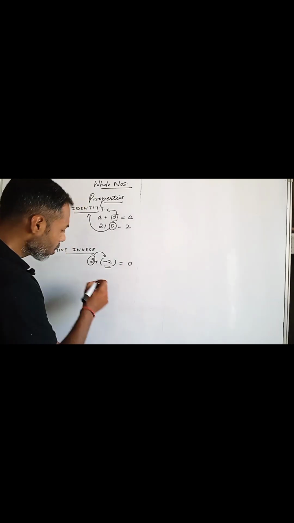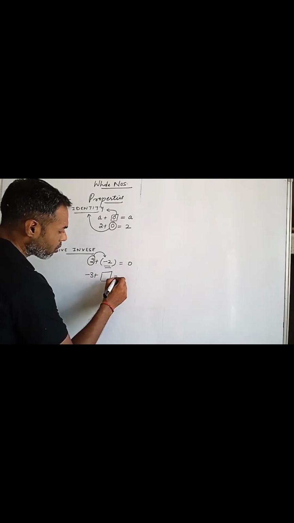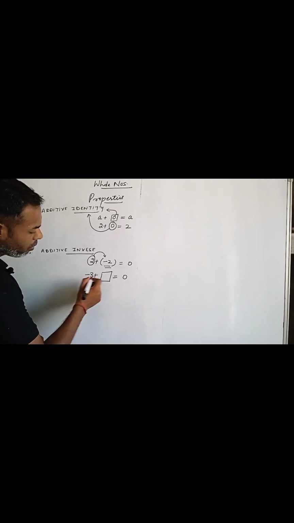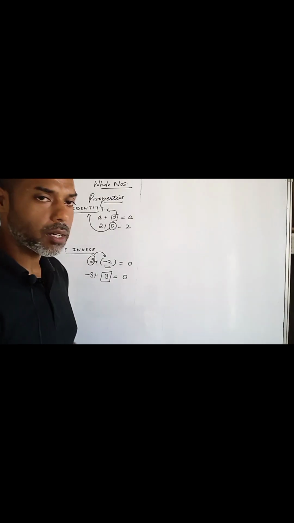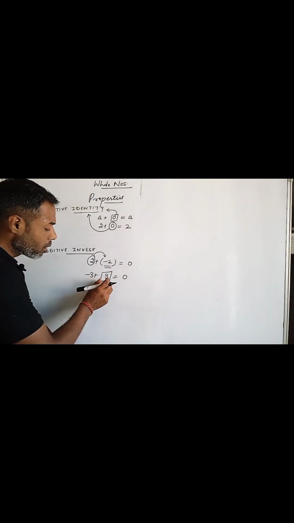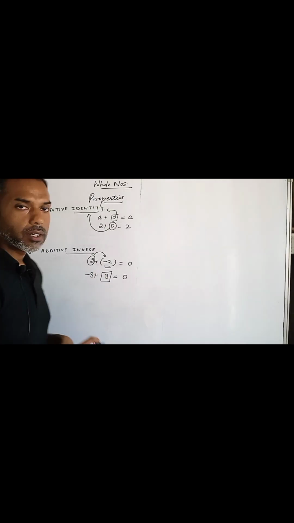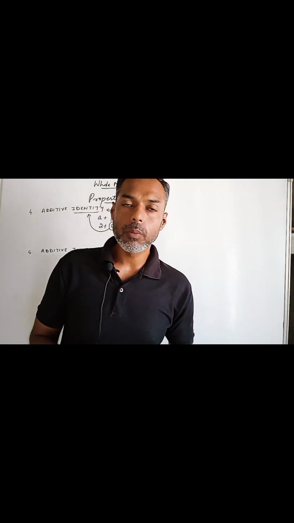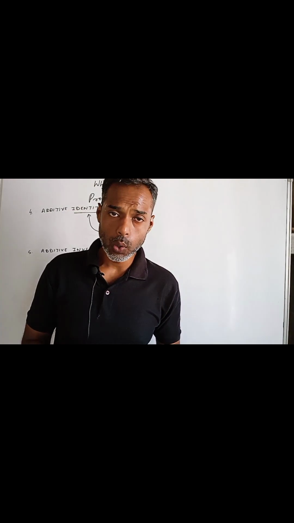So if negative 3 is given to you and they are asking about the additive inverse of minus 3, obviously we have to add plus 3. Whenever a question comes on additive inverse, what we have to do is take the inverse sign of the same number. So these are the properties that we learn in addition of whole numbers.